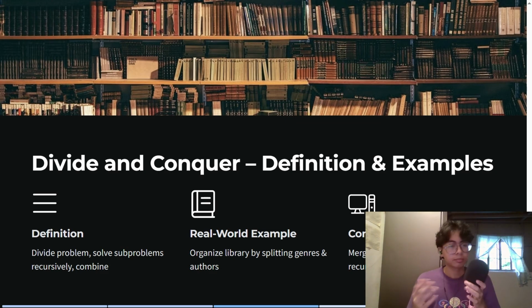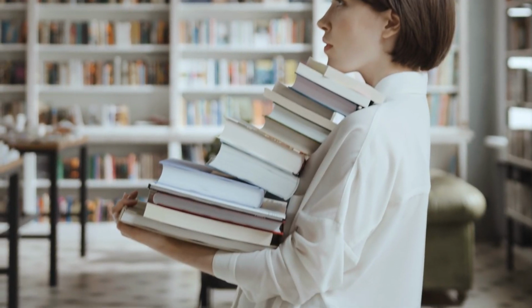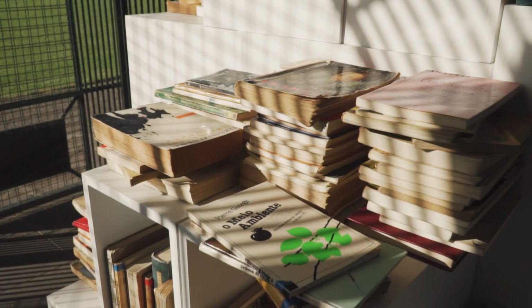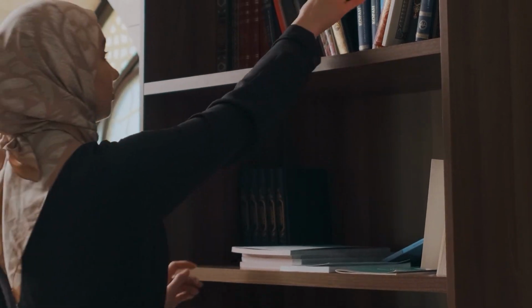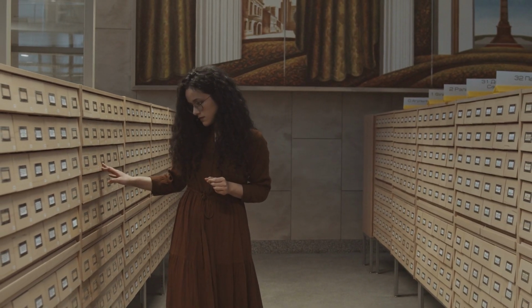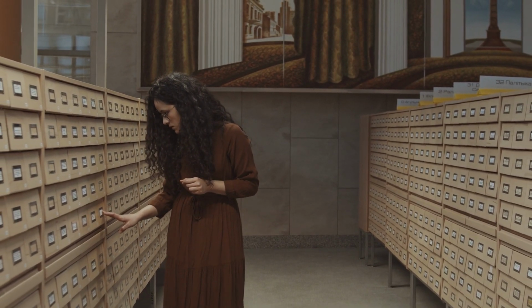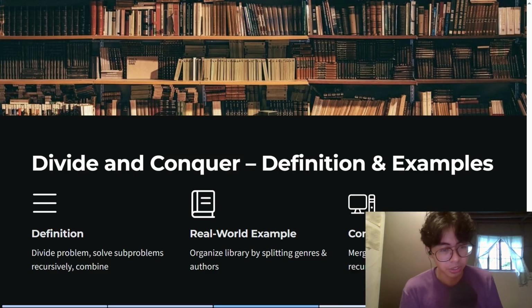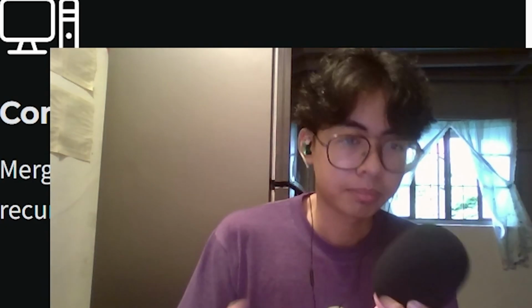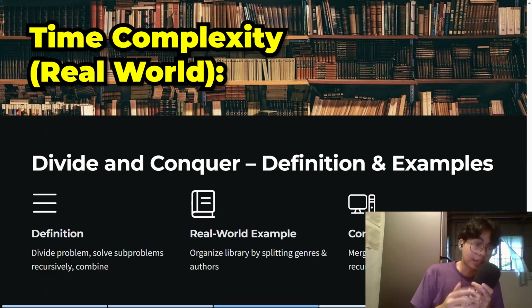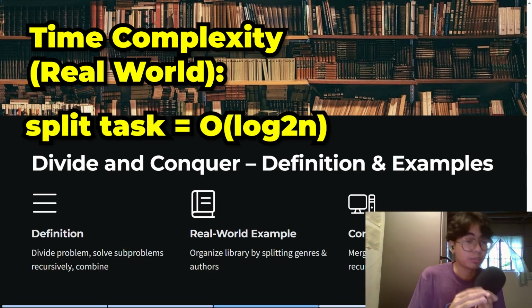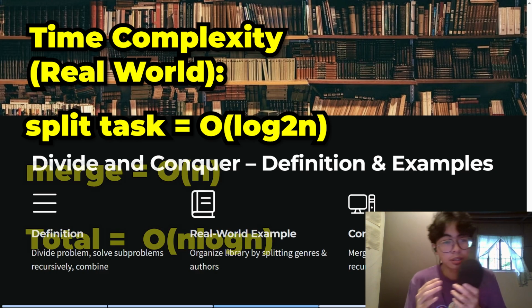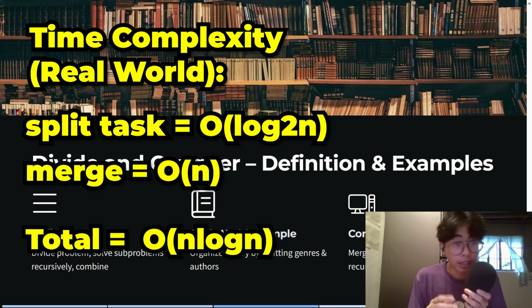A real-world example is, for example, you're a librarian. Instead of sorting thousands of books all at once, you first split them into genres, then authors, then sort those genres and authors. You sort each section. You divide a task, solve each part, then bring it all together. Easy. The time complexity is that each split, I believe, is log 2n for each level, then each merge is big O of n. Total of n log n.